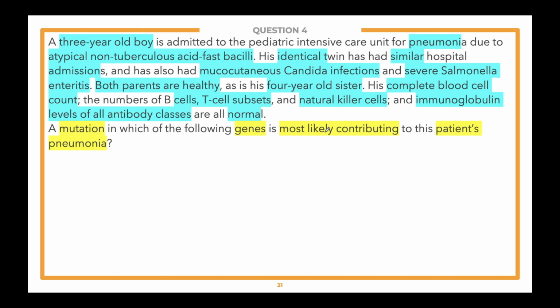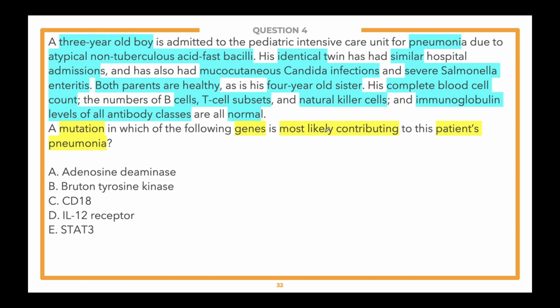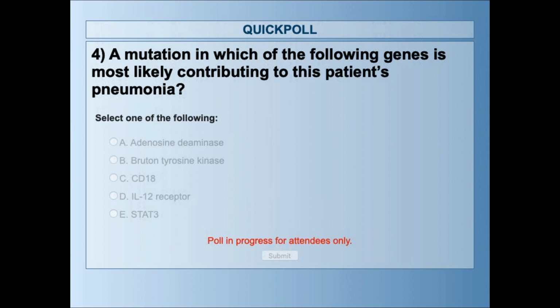So let's take a look at those answer choices now. Answer choice E, STAT3; D, IL-12 receptor; C, CD18; B, Bruton tyrosine kinase; and A, adenosine deaminase. So we're going to open up that poll. Go ahead and select what you think is the best answer here, and we'll talk about it in just a few seconds.